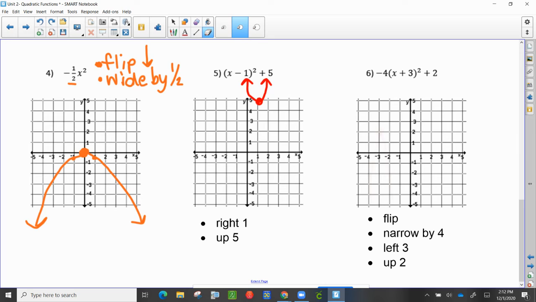So start with naming those. Here's what I got. So it flips because of the negative. It's going to be narrow by a factor of 4. We're going to shift left 3 and up 2. So I'm going to have you guys try this one. See if you can graph this one on your own.